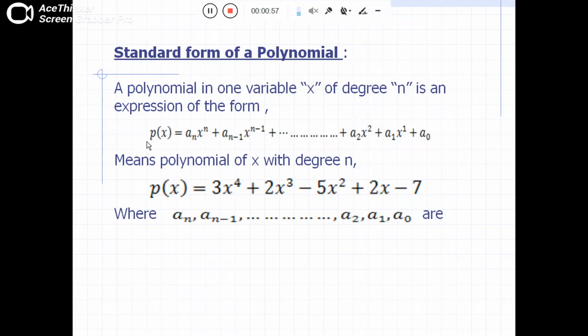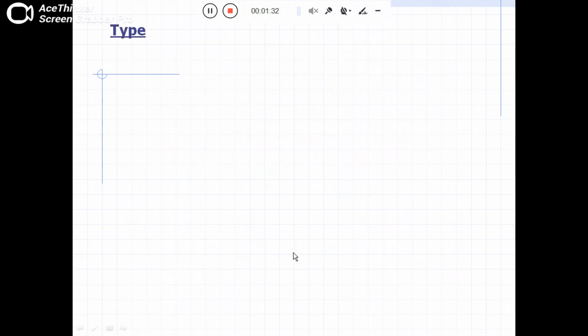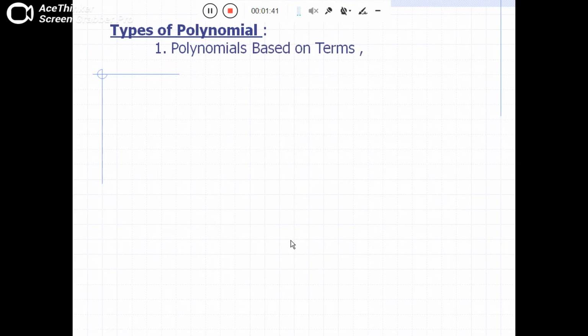In this standard form of polynomial, an, an minus 1, etc., a2, a1 and a0 are constants, where an is not 0. In particular, if all the coefficients of the variables are 0, that is an equals an minus 1 equals etc., a2 equals a1 equals a0 equals 0, then we get the zero polynomial. Afterwards, types of a polynomial. In this, first we will study the polynomials based on their terms. So students, be careful.